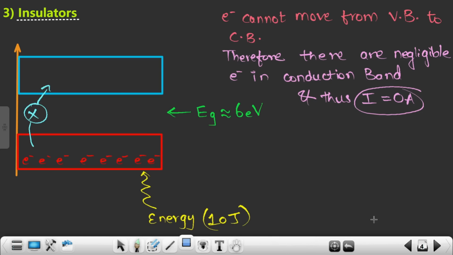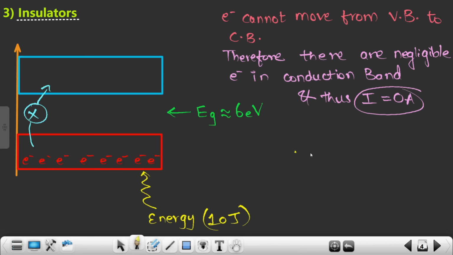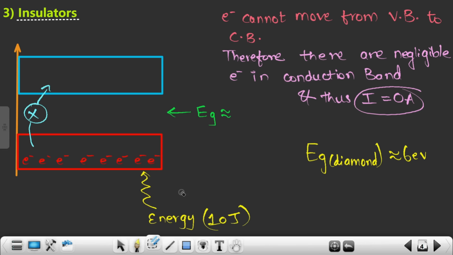Then we have the forbidden energy gap of diamond, which is around 6 electron volts only, so no need to worry about that. The forbidden energy gap for diamond, which is an insulator, is around 6 electron volt. But it's not necessary that this is the forbidden energy gap for every insulator.